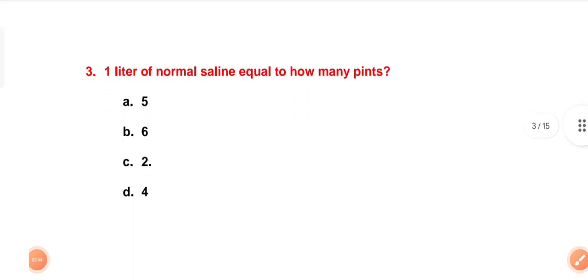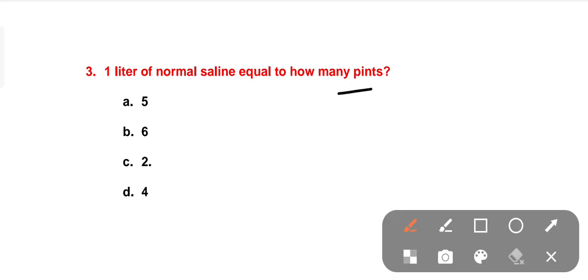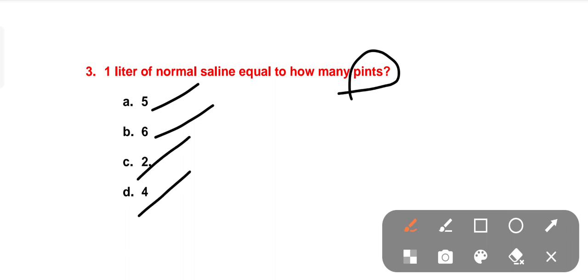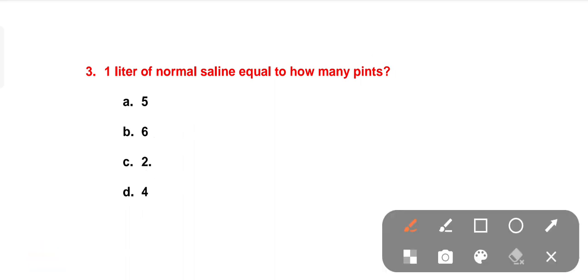So the next question is 1 liter of normal saline equals how many pints? You just remember this, pints. How many pints in 1 liter of normal saline? Whether it is 5 pints, 6 pints, 2 pints, or 4 pints. The right answer is 2 pints. So 1 liter is equal to 2 pints.